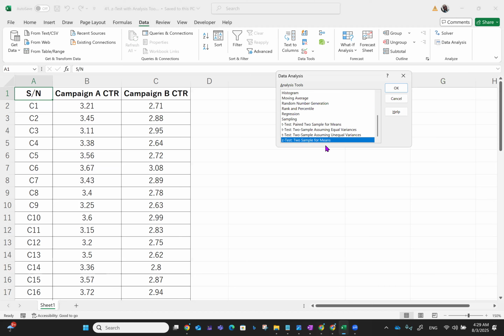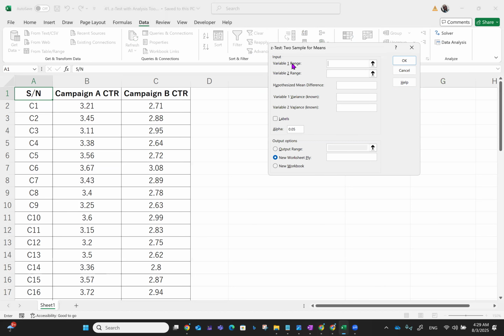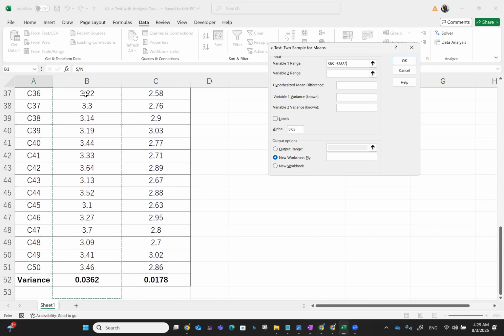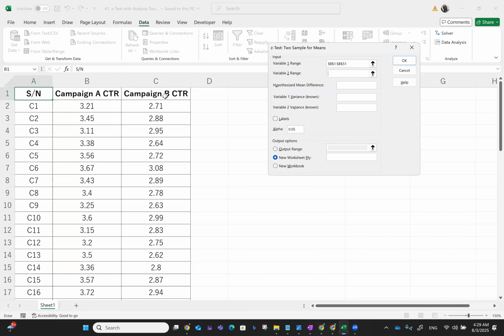So you have two samples for means. That's the second situation. You have two samples for means. So you have campaign A click-through rate and campaign B click-through rate, and those are the two samples, right? So what is variable one range? Mind you, variable one range, that's campaign A click-through rate. But make sure you don't include the variance. You stop at C51. The variance is not part of it. The variance is useful very soon; you're going to see where the variance is useful. So that's variable range 1. Variable range 2 is the campaign B click-through rate.